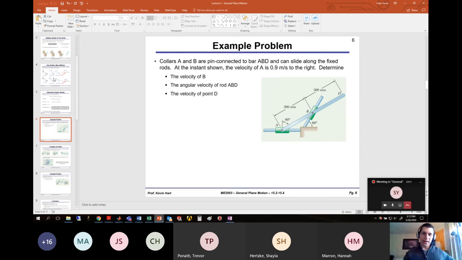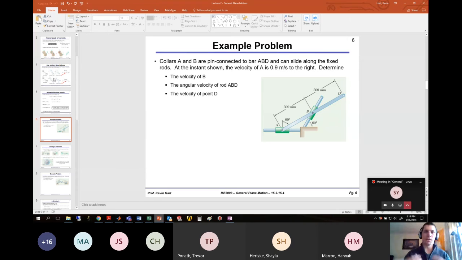So with that information in mind, we looked at this particular example problem where we solve for velocities B and D on this rigid body using things like relative velocity equations and understanding that points A and B are going to be restricted along these sort of like sliders.